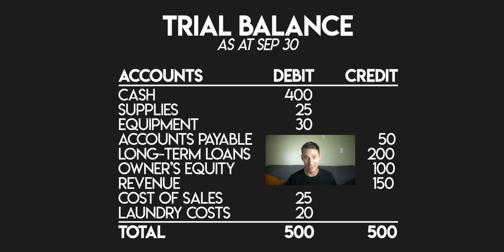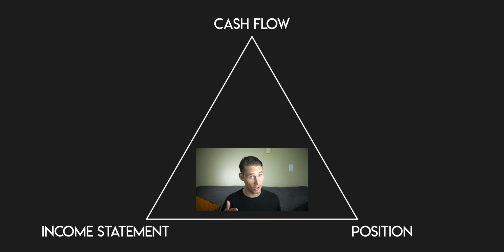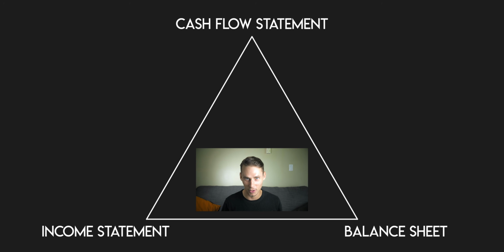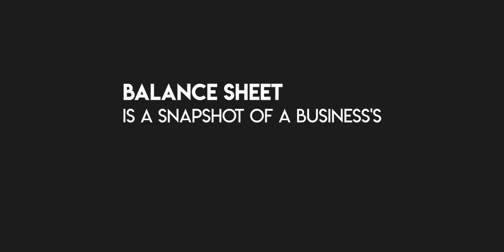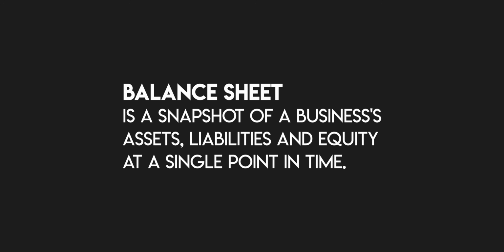Another way that we accountants use the trial balance is to help us put together financial statements. You can think of financial statements as formal reports that we use to summarize a business's financial performance, position, and cash flow. The three main types of financial statement are the income statement, the balance sheet, and the cash flow statement. The balance sheet is a snapshot of a business's assets, liabilities, and equity at a single point in time.